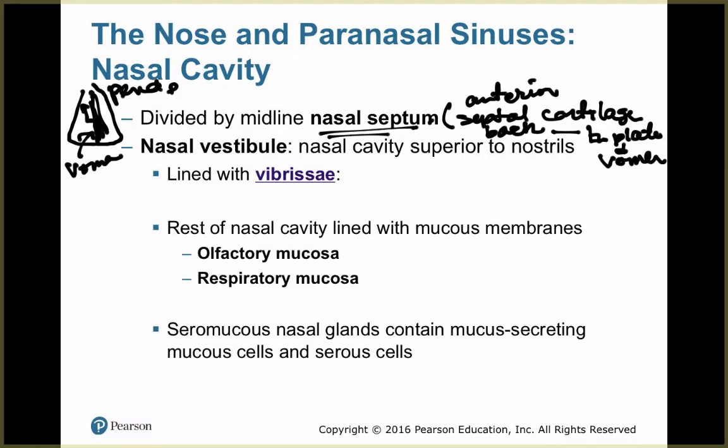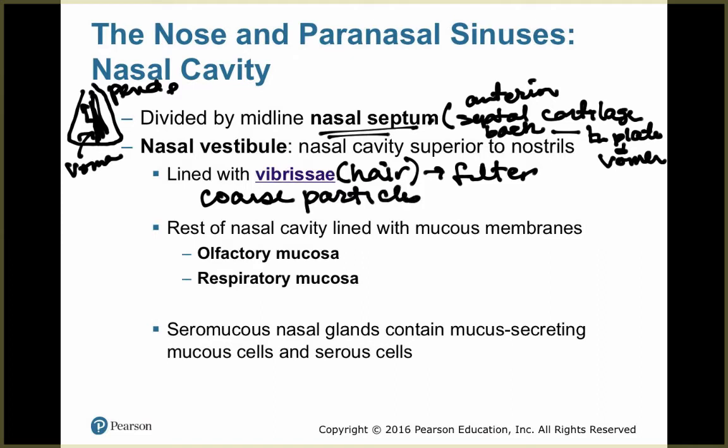Now, the nasal vestibule is the nasal cavity that's superior to the nostrils, right? And this is lined with what's called vibrissae, and this is just another fancy word for the small hairs. And these help to filter coarse particles from the air we bring in.